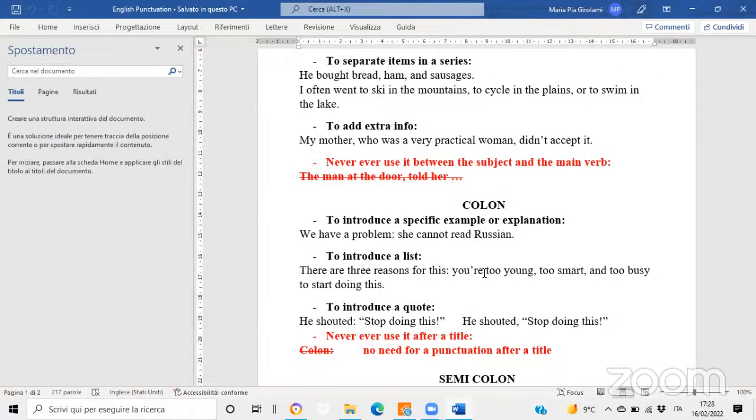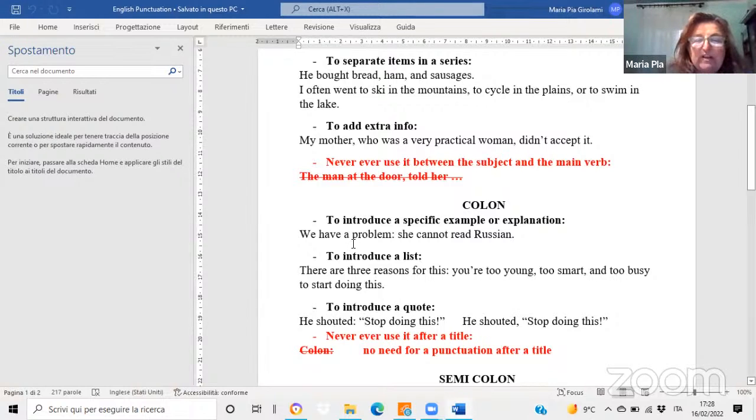Okay, the colons are used to introduce a specific example or explanation. For example: we have a problem: she cannot read Russian. Abbiamo un problema. Lei non sa leggere russo, ok? Qual è il problema? Spiegazione, due punti, lei non sa leggere russo.